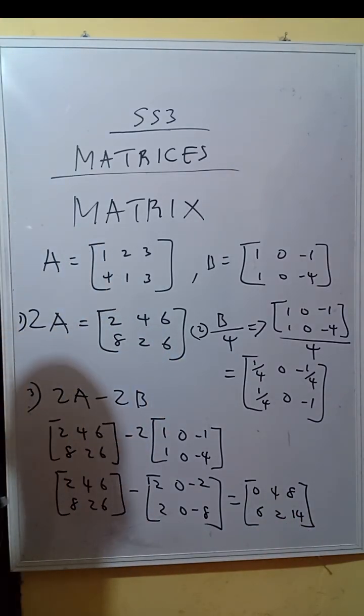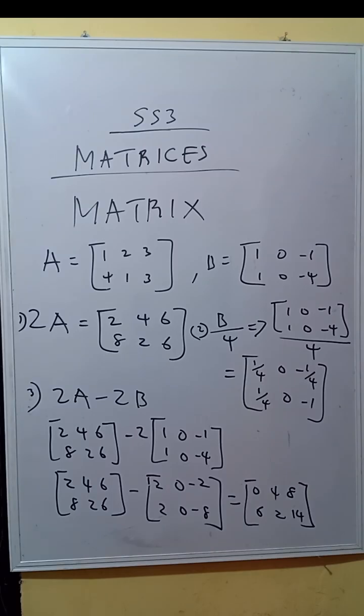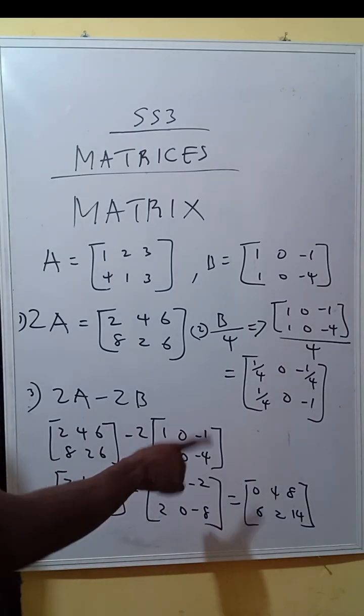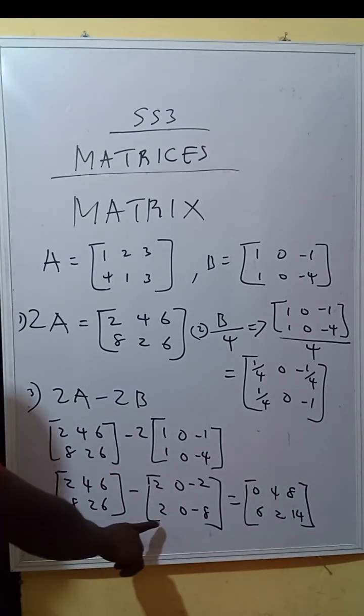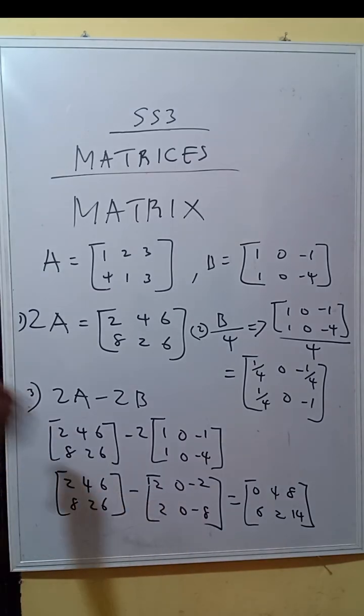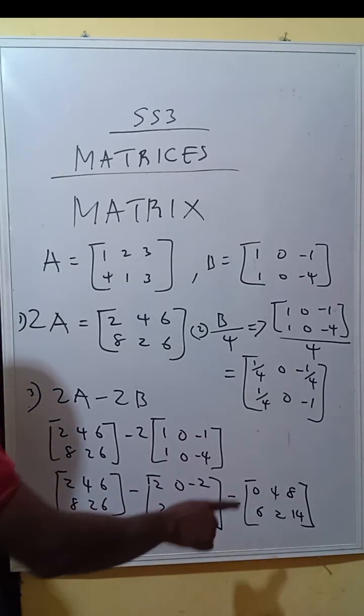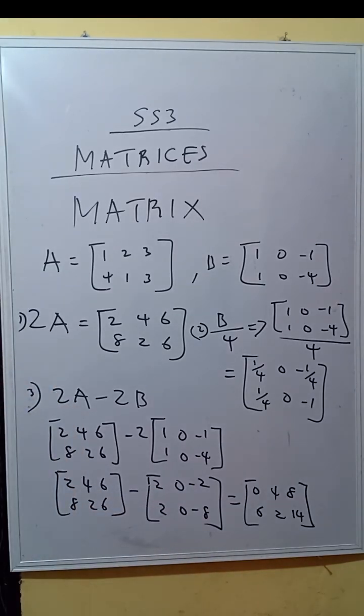Let me confirm. 2 minus 2, 0. 4 minus 0, 4. 6 minus minus 2, 8. 8 minus 2 here, 6. 2 minus 0, 2. 6 minus minus 8 is 14. So you can be told to do that. See that matrices is very easy. You just need to follow the steps. Very, very, very easy.